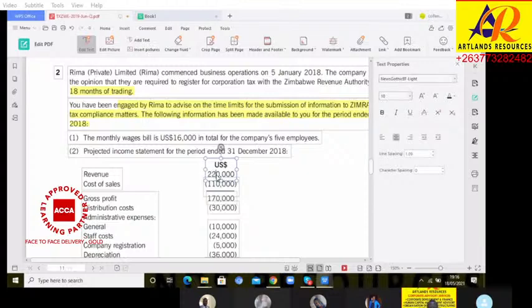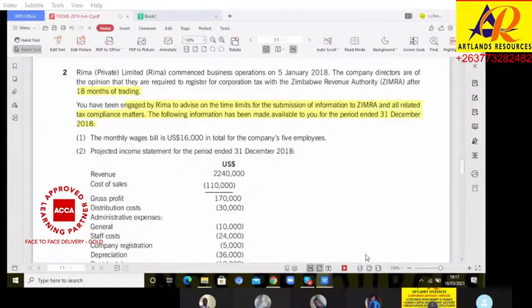So revenue is 2,240,000 for services. Right, don't worry, I will undo everything after. I won't save everything anyway. Right. So the monthly wage bill is 16,000 for 5 employees, meaning no single employee is earning above 3,000. And then revenue, we say 2 million. That is the projected income statement.